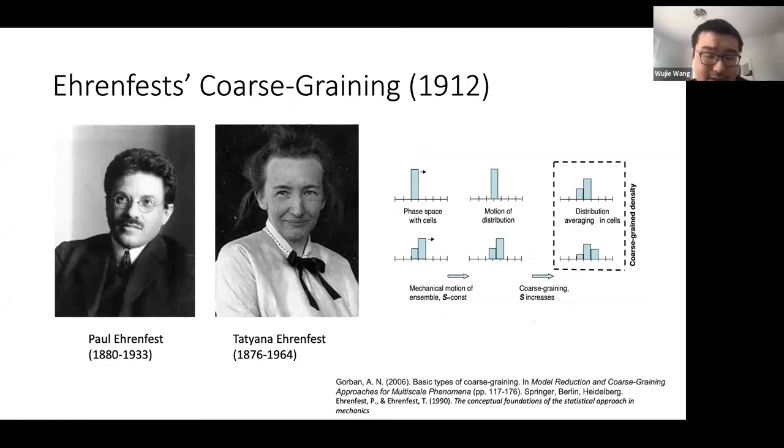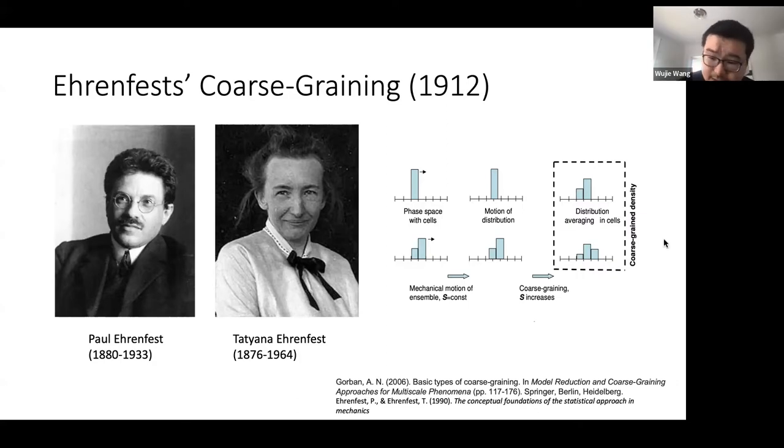Some basic history about the idea of coarse-graining. As far as I know, the idea of coarse-graining was first proposed by the Ehrenfests. Paul Ehrenfest and Tatiana Ehrenfest were very important statistical physicists who lived in the early 20th century. Paul Ehrenfest was Boltzmann's student, and Boltzmann is basically a founding scientist of the field of statistical mechanics. As some of you might know, Boltzmann committed suicide in 1905. After his death, a publisher wanted Paul Ehrenfest, Boltzmann's student, to write a small book to summarize Boltzmann's important ideas.